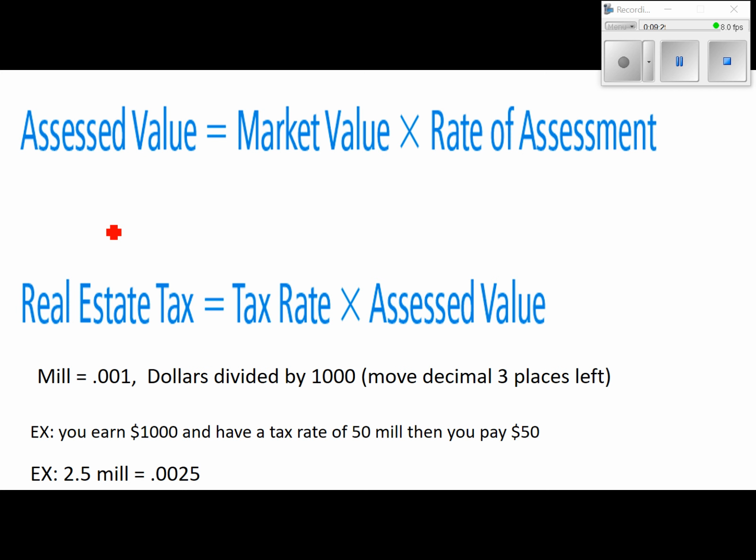These are some formulas. Assessed value equals market value times the rate of assessment. Real estate tax is the tax rate, whatever tax rate that county or city or town is going to charge you, times the assessed value.